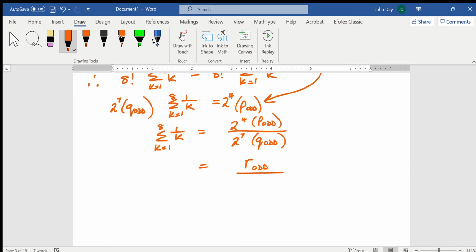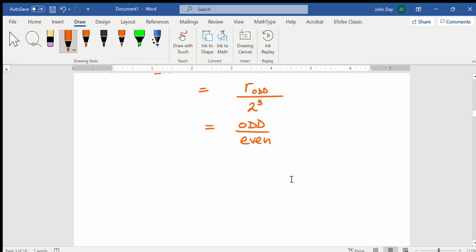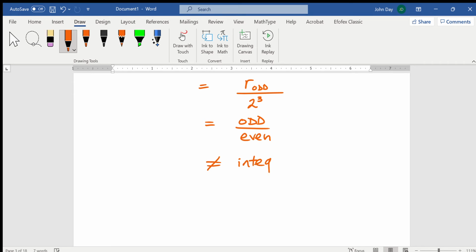And 2 to the 4 on 2 to the 7 leaves you with 2 cubed, right? So we've got an odd number on the top, and we've got an even number on the bottom. Now an odd divided by an even, as we know, is not going to give you a whole number. So that's not equal to an integer. It's not integral.